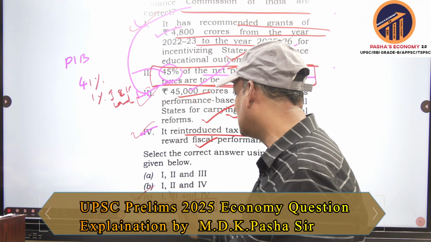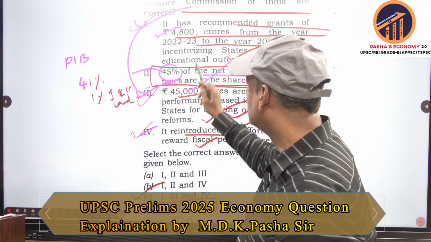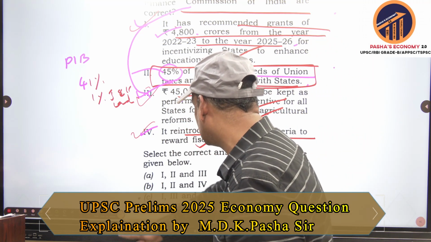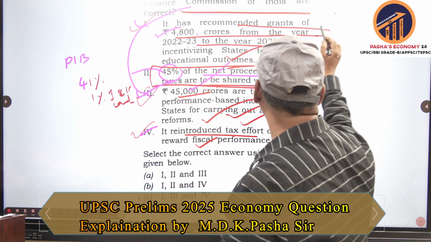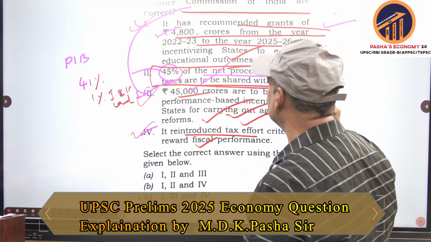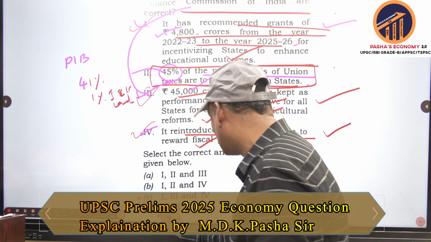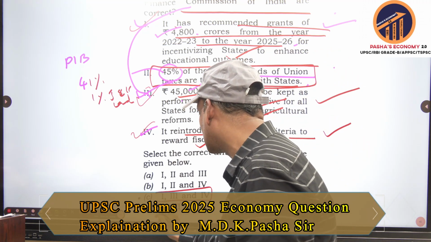Clear? First, option C. See, the first is right, the third is right. Clear? The first option is right, the first statement is right, the third statement is right, and the fourth statement is right. Okay, first, third and fourth. So this is the right option.